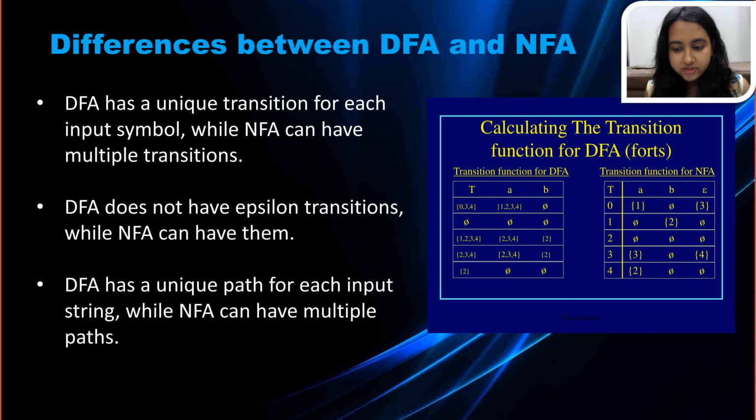Differences between DFA and NFA. DFA has a unique transition for each input symbol, while NFA can have multiple transitions. DFA does not have epsilon transitions, while NFA can have them. DFA has a unique path for each input string, while NFA can have multiple paths.